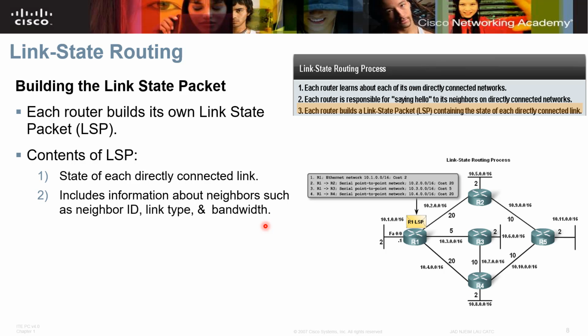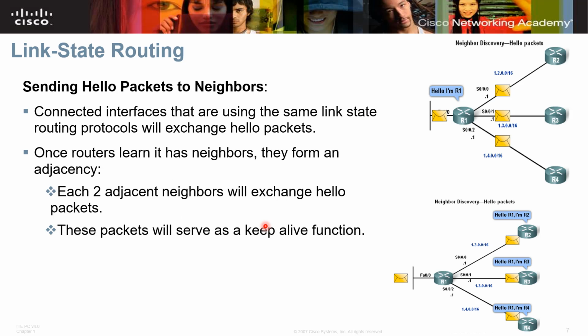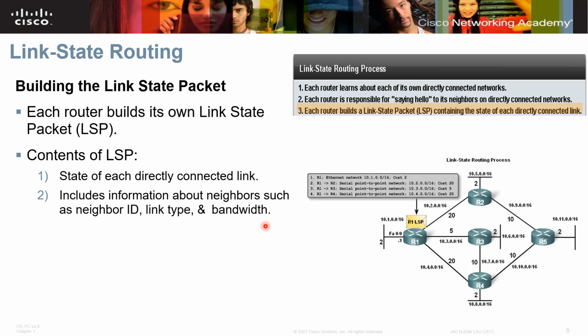Each router builds its own link state packet. The link state packet contains information about directly connected links. This information can be neighbor IP, link type, link cost, and so on. Okay, clear? The first step is hello, exchanging hello packets. The second step is exchanging link state packets.